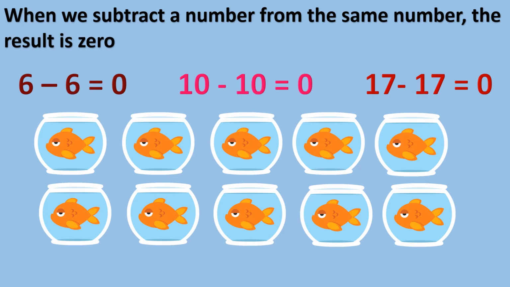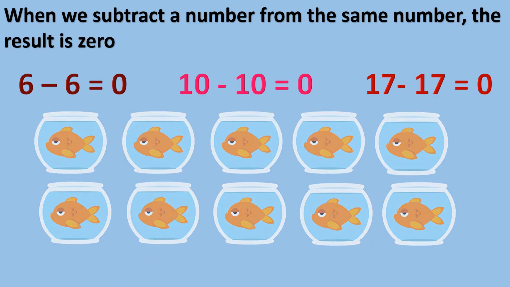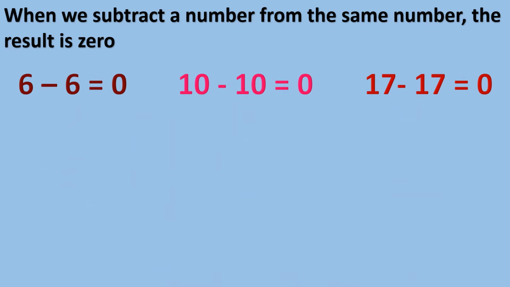Another interesting thing to learn: when we subtract a number from the same number, the result is 0. So if I subtract 6 minus 6 or 6 take away 6, the answer is 0. 10 take away 10 is 0. 17 take away 17, the answer is 0. So here you can see 10 single fishes in a bowl, and if I take all 10 away, what will be the answer? Let's take away. So we have no fish left in the bowl. So the answer is 10 minus 10 is 0.